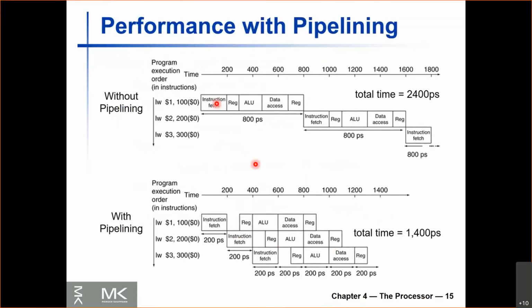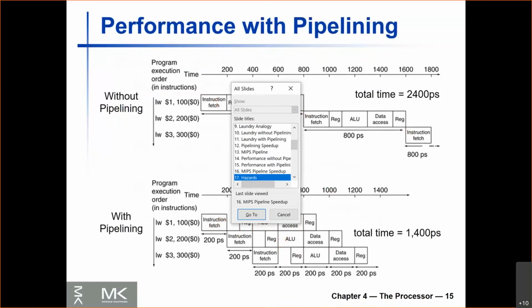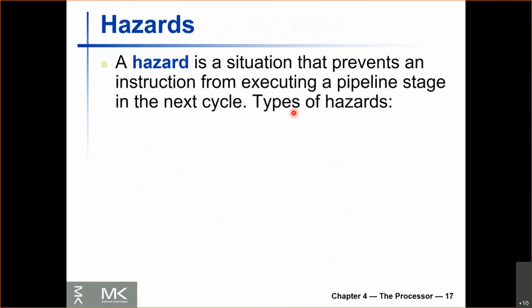Rather than executing one instruction and then the next and then the next, we're starting to overlap the execution of these instructions. And since we have multiple instructions executing at the same time, we can get into certain situations where an instruction cannot execute because of something that another instruction is doing. Let's take a look at the different types of hazards.